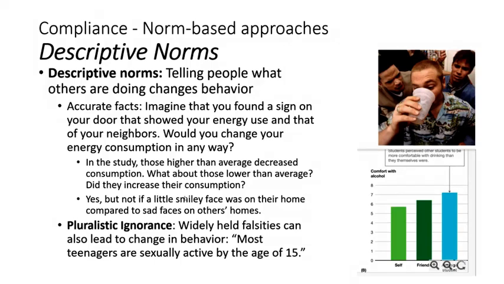All right. So pluralistic ignorance. Sometimes these conforming beliefs can lead others to change their behavior. For instance, a lot of people believe that other teenagers are sexually active by the age of 15, and if that's the case, they are more likely to engage in that themselves, but it's a false belief, and that's pluralistic ignorance. This is a study that I described right from your book, and it shows that we tend to misjudge.